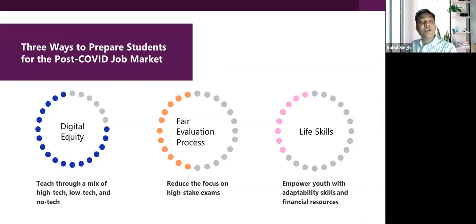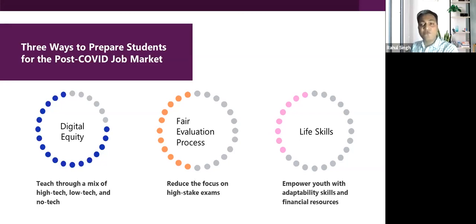So moving ahead, let's look at these other statistics, again from a World Economic Forum report, which says there are 3 ways to prepare students for the post-COVID job market. One of the things it lists is digital equity. I think the pandemic made it very clear that there isn't equity in the digital environment. So what we have to do is teach through a mix of high tech, low tech, and no tech.